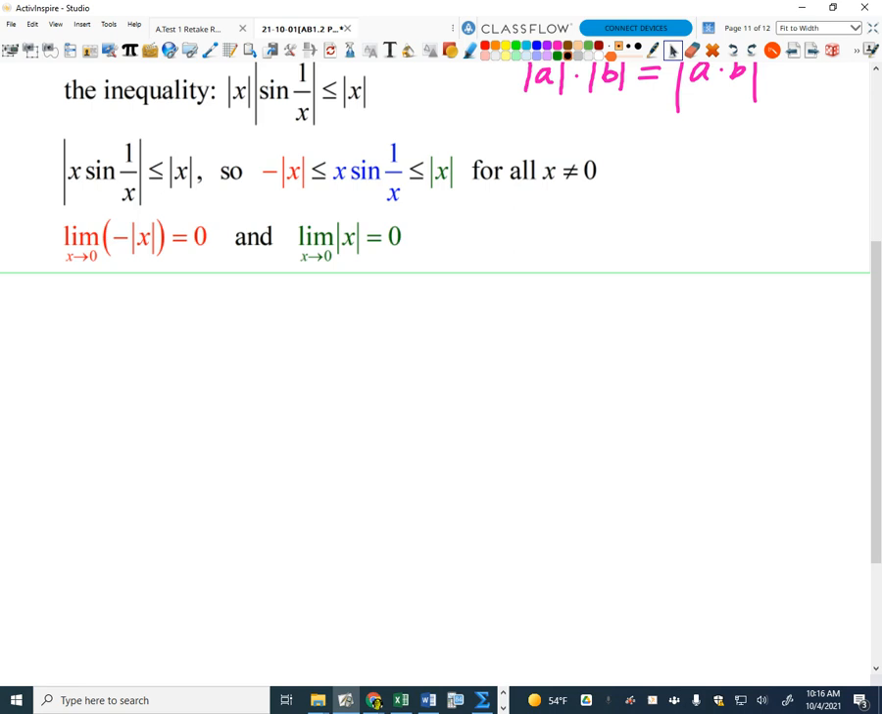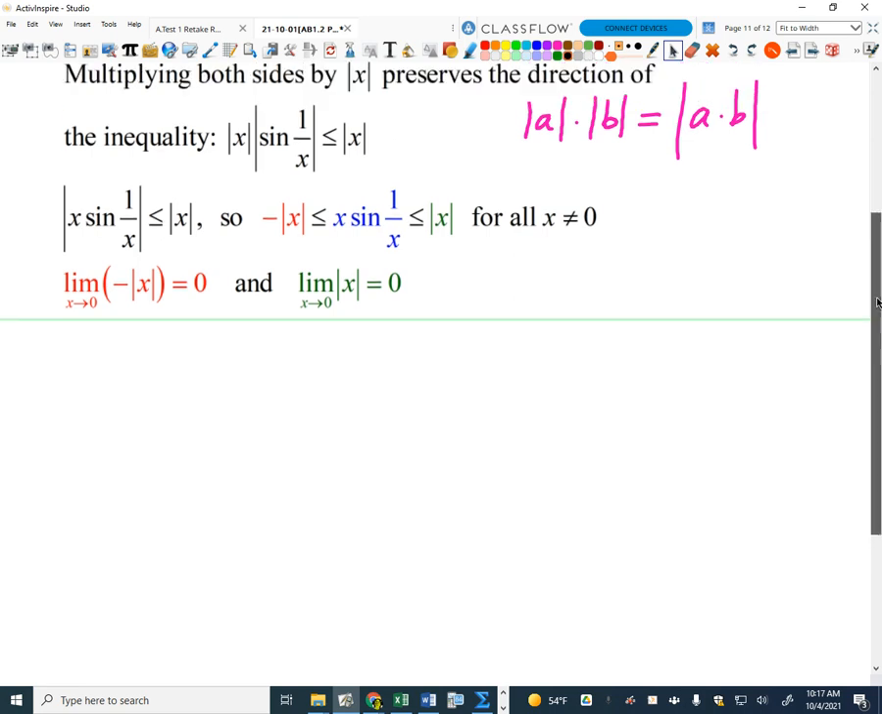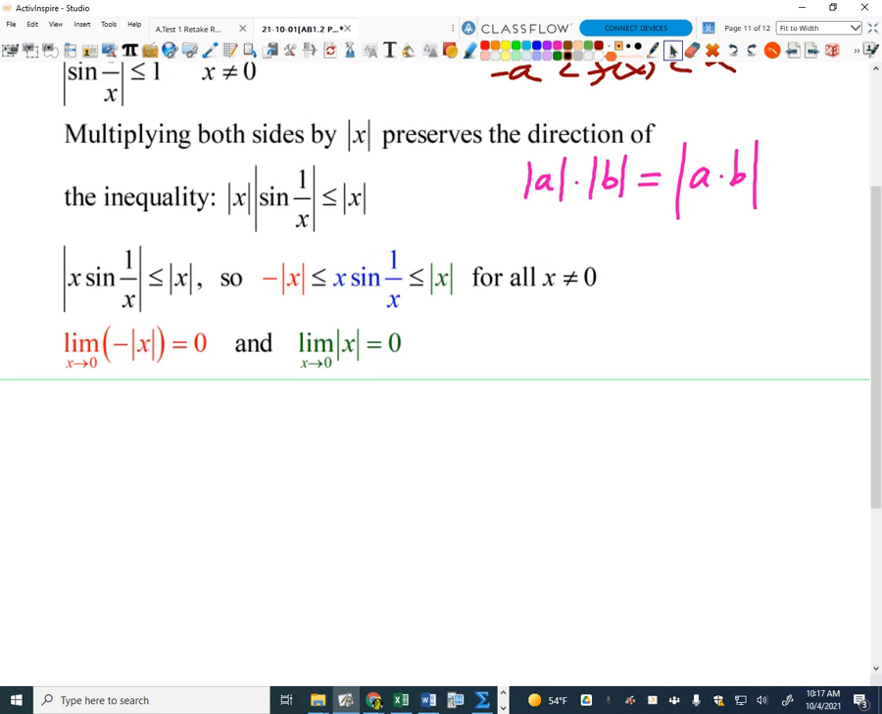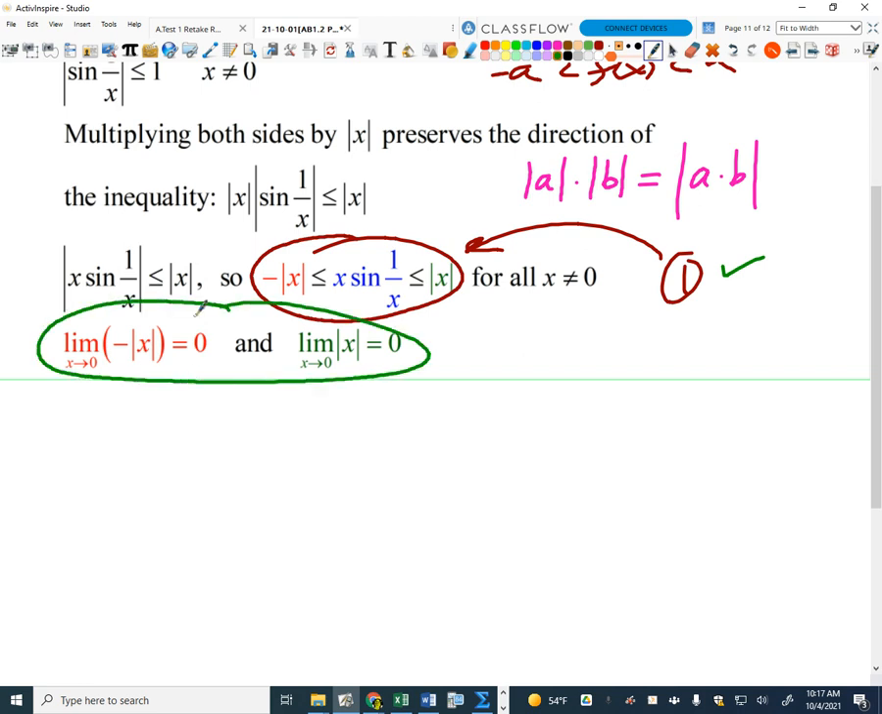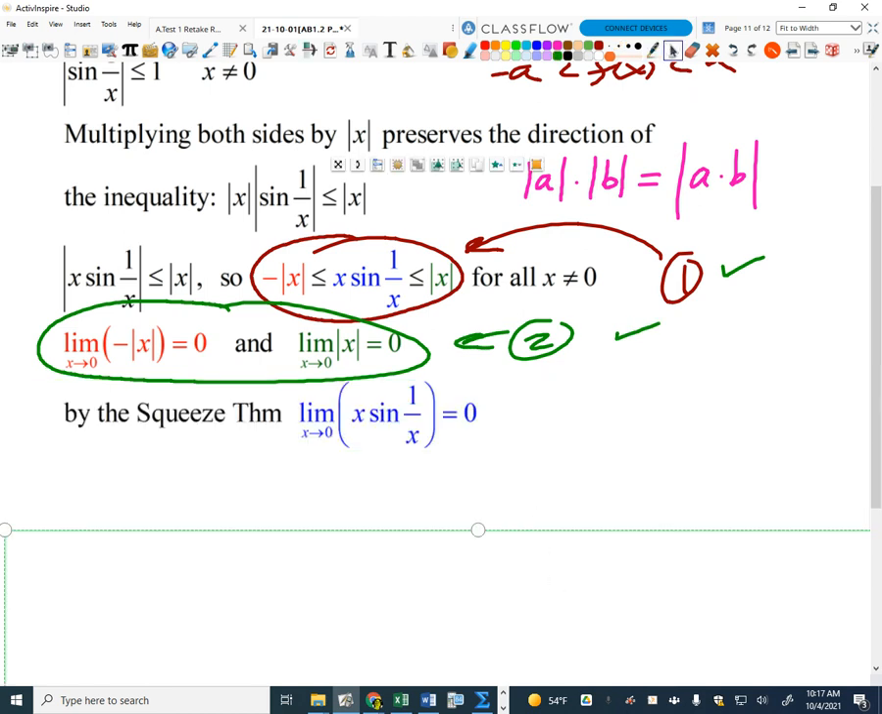We've met the criteria for the Squeeze theorem, right? We've met the criteria right here. There's criterion 1 right there. We can check that off. And here's criterion 2. The limits converge. The limits of the outside functions converge on 0. So what's the outcome? By the Squeeze theorem, we know that the limit of the middle function has to go to 0. That's pretty cool, huh?